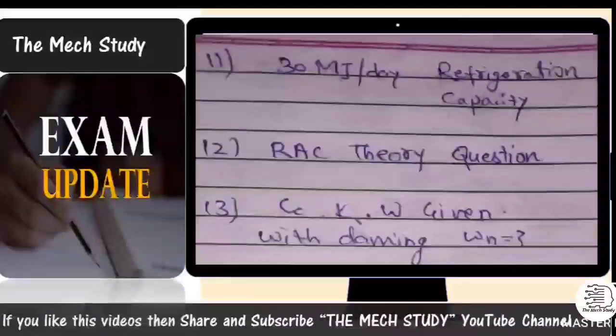After that, going with the next one, they provide the critical damping coefficient Cc, spring constant and omega, and you need to calculate the natural frequency omega. They have also given the damped frequency and all other basic details.